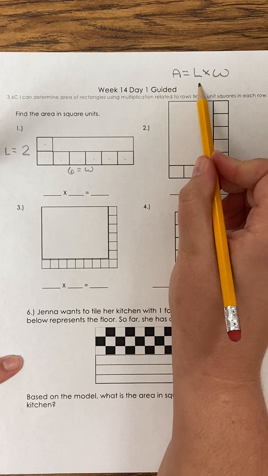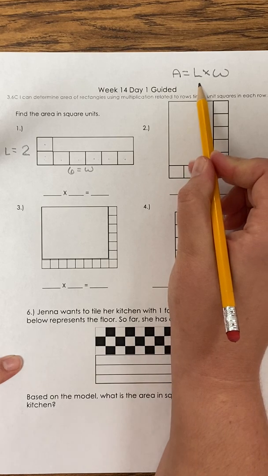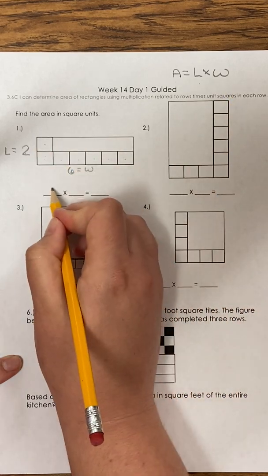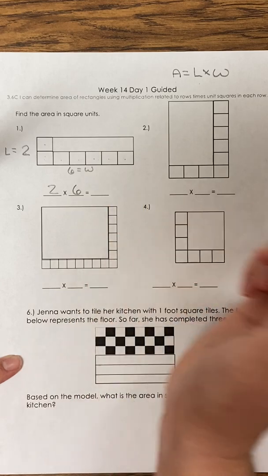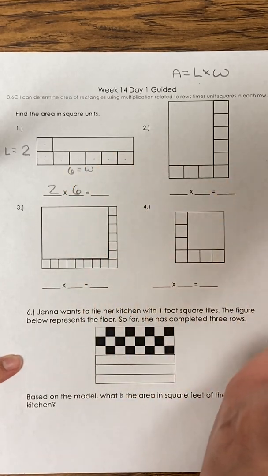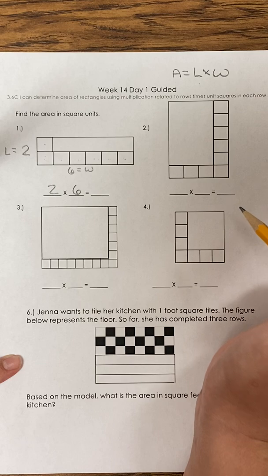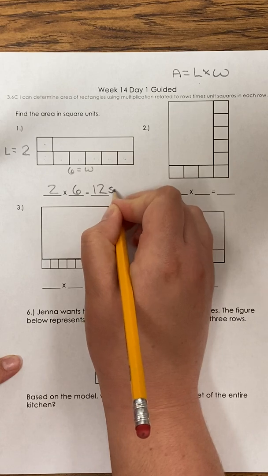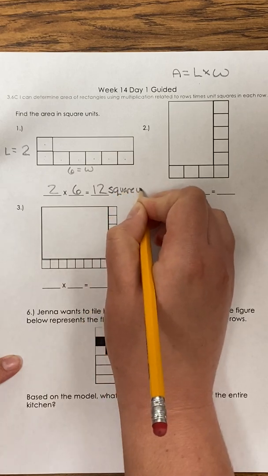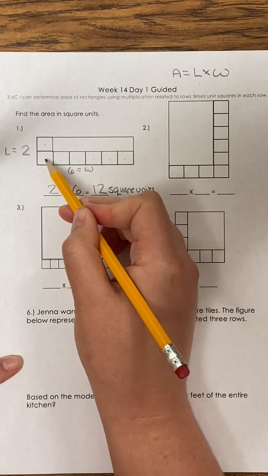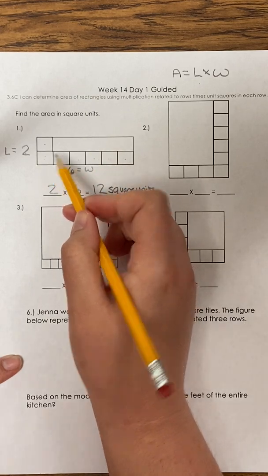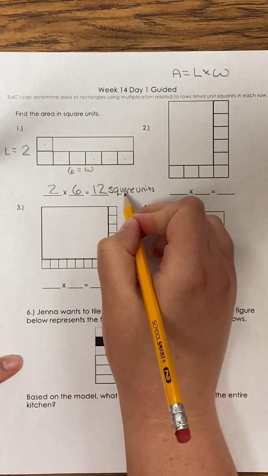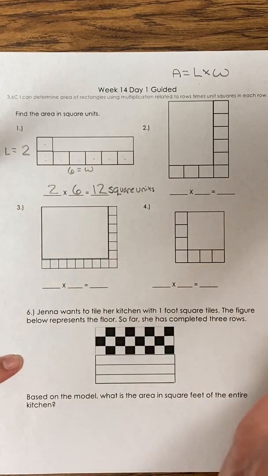And knowing our multiplication operation, finding the area, we're multiplying these numbers. We are going to be multiplying 2 times 6, which would equal how much if we were to add all these squares together? 12. Very good. 12 square units. Because remember, one box is a square unit. So there are 12 square units in this rectangle.